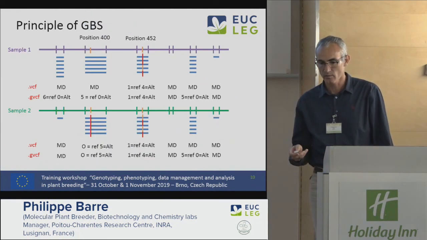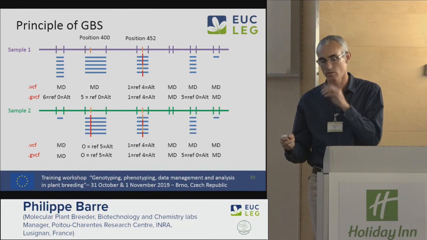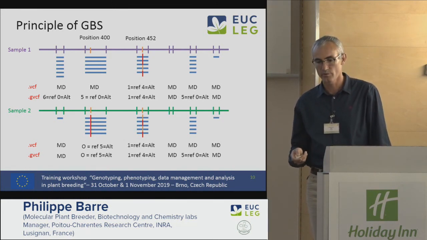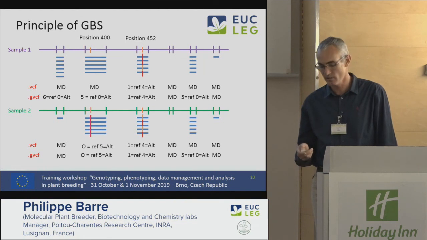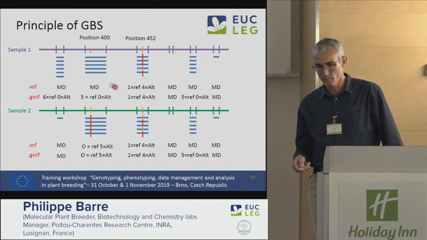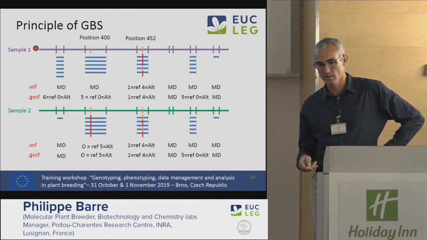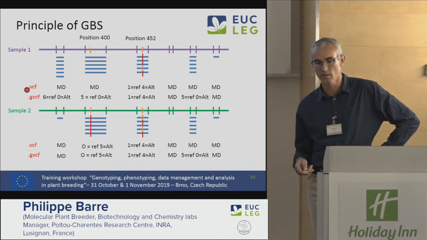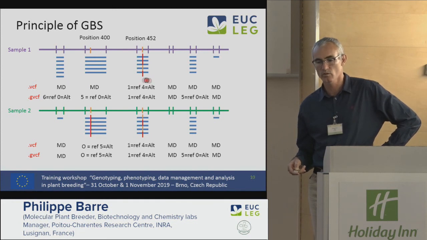Just here I wanted to be sure to give an example for the difference between the VCF and the GVCF. For example, in sample 1, I put what kind of data I will get in the VCF. So here I will have missing data. There is no polymorphism, missing data. Here, that's what we saw. We have a SNP and then missing data because there are no reads.